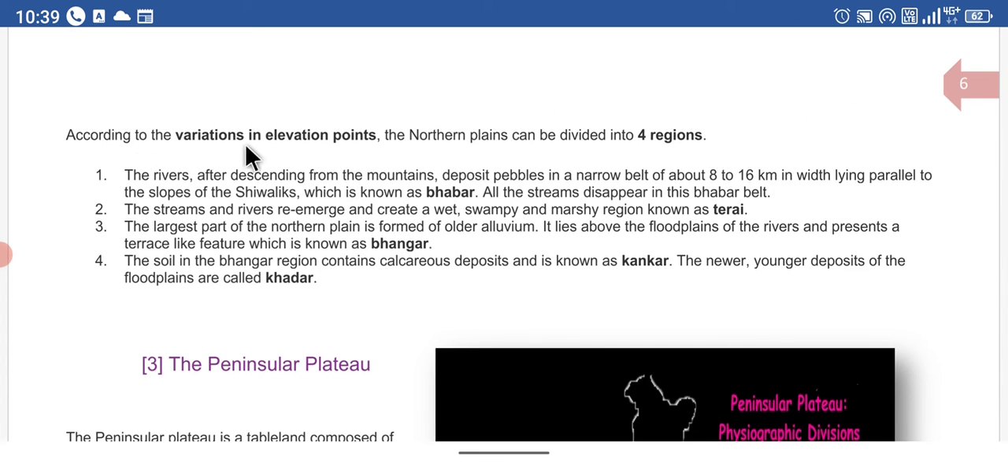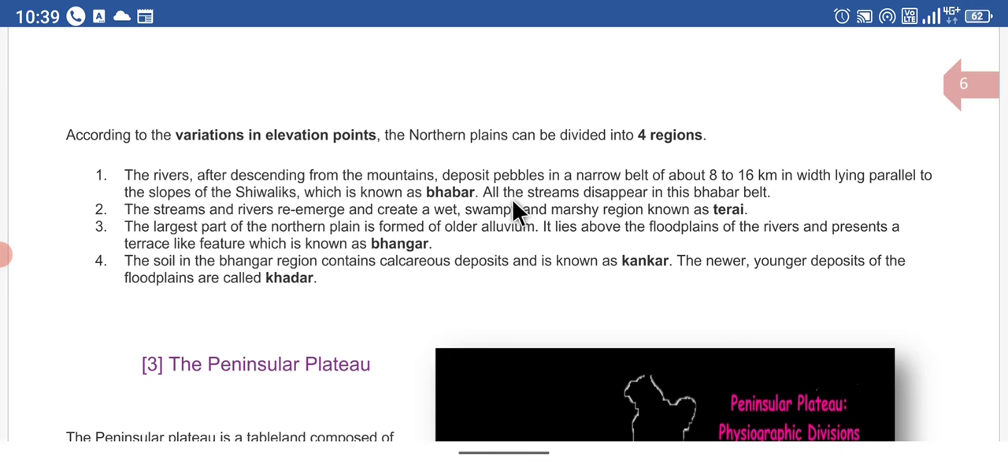Now, according to variation in the elevation, the northern plains can be divided into four regions. First, Bhabar. Second, Tarai. Third, Bangar, and finally Khadar. The rivers, after descending from the mountains, deposit pebbles in a narrow belt of about 8 to 16 kilometers on the slopes of the Shivalik, and this is known as Bhabar.